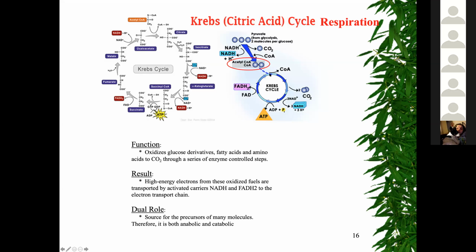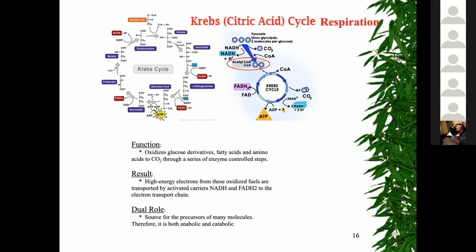So you have the Krebs cycle represented here twice, once on the right and once on the left. On the left, it shows, starting at the top with acetyl-CoA, the structures of all the molecules that are involved in a turn of the Krebs cycle. And it shows where ATP is generated. So the function of the Krebs cycle is to oxidize derivatives of glucose, fatty acids, and amino acids to carbon dioxide through a series of enzymatic steps.